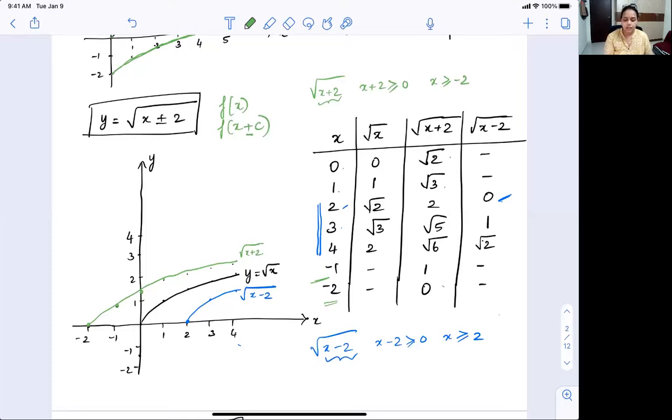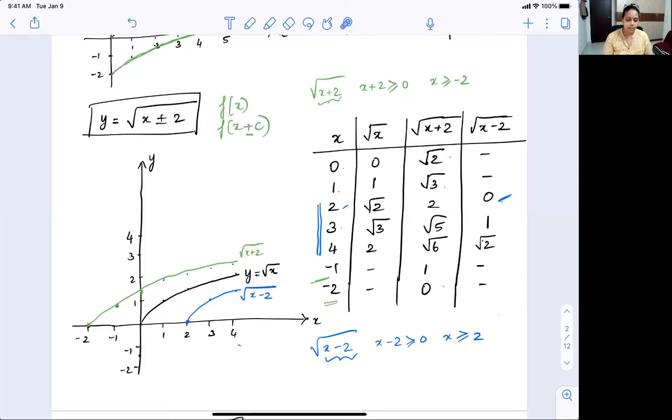Now look at square root of x plus 2. Now let's look at the domain of this function. The domain is the one where the expression within the square root is non-negative, which is x plus 2 is greater than or equal to 0. And that gives us the domain x greater than or equal to minus 2. Now, let's look at how the function takes on values for x ranging from minus 2 up to plus 4. And that's what this column gives us.